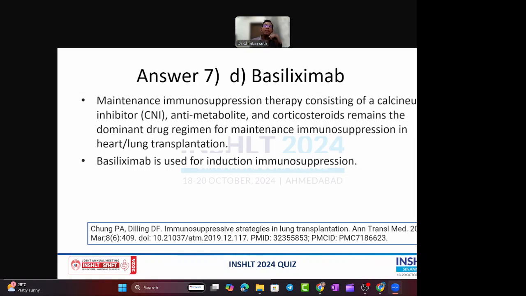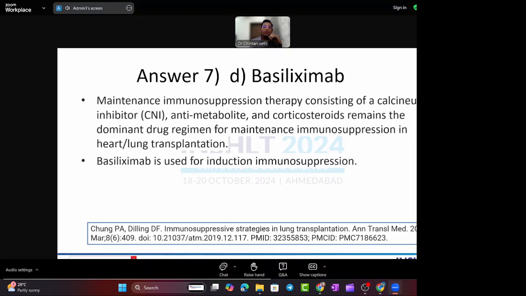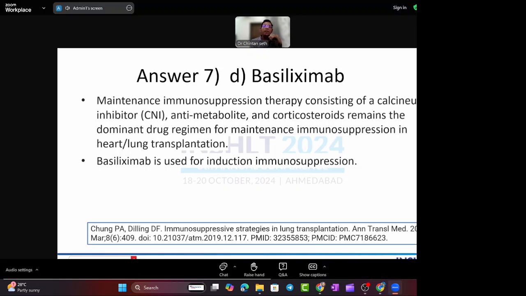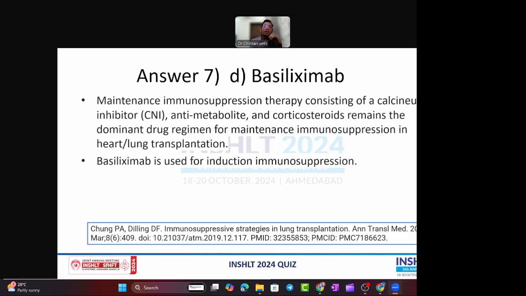Because basiliximab is an induction immunosuppressant, and here we have asked about maintenance immunosuppressants. Induction immunosuppressants are given when we induce the patient during anesthesia for the transplant. We give either basiliximab, which is most commonly used, or, if the patient has high HLA antibodies positive, antithymocyte globulin, that is ATG. For maintenance immunosuppressants, we generally give calcineurin inhibitors like tacrolimus, anti-metabolites like mycophenolate, and corticosteroids like mostly prednisolone. So maintenance is all these three drugs, and basiliximab is for induction immunosuppression.